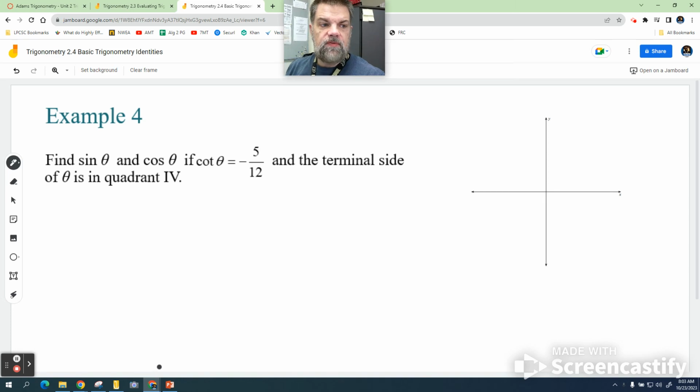So for example number 4, kind of the same as example number 3, we're asked to find sine and cosine if cotangent equals 5 over 12, and the terminal side is in the 4th quadrant.